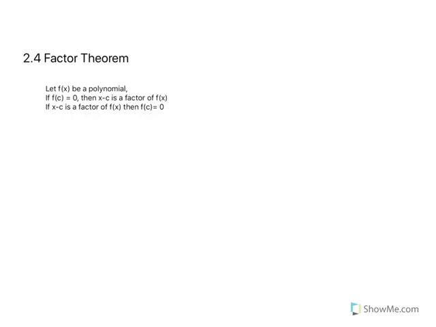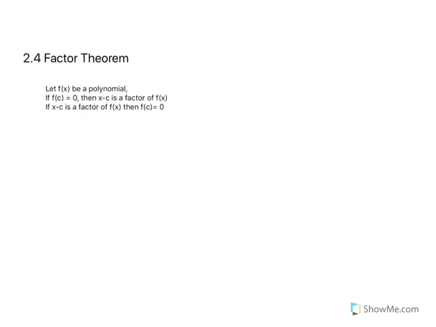Okay, so here is the third part to 2.4, which is the factor theorem. What the factor theorem says is, let f of x be a polynomial. If f of c is equal to 0, then x minus c is a factor of f of x. Basically, if there is some c that creates a remainder of 0, then that means x minus c is a factor. So basically that c is a 0.